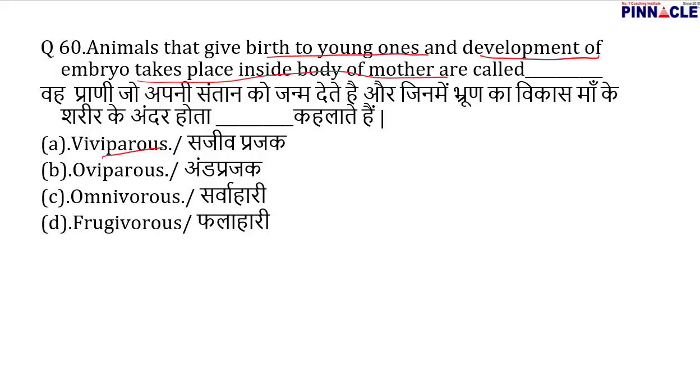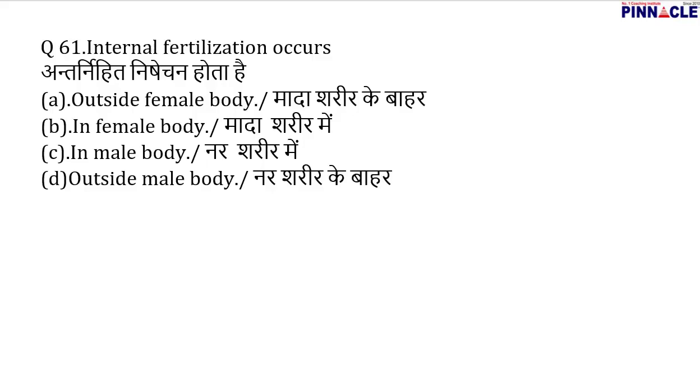So now question number 61. So question number 61 asks us that the internal fertilization occurs where? Okay, so internal fertilization means the fusion of an egg cell with sperm during sexual reproduction, and generally the internal fertilization occurs inside the female body. Okay, so where does internal fertilization occur? It occurs inside female body. So for question number 61, B is the correct option.